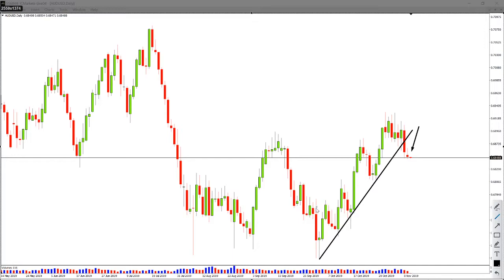Okay, so now in a bullish market, you don't need to draw this resistance trend line. It's enough that you draw a support trend line. But at the same time you can draw a resistance trend line just to check where the market is going to go.